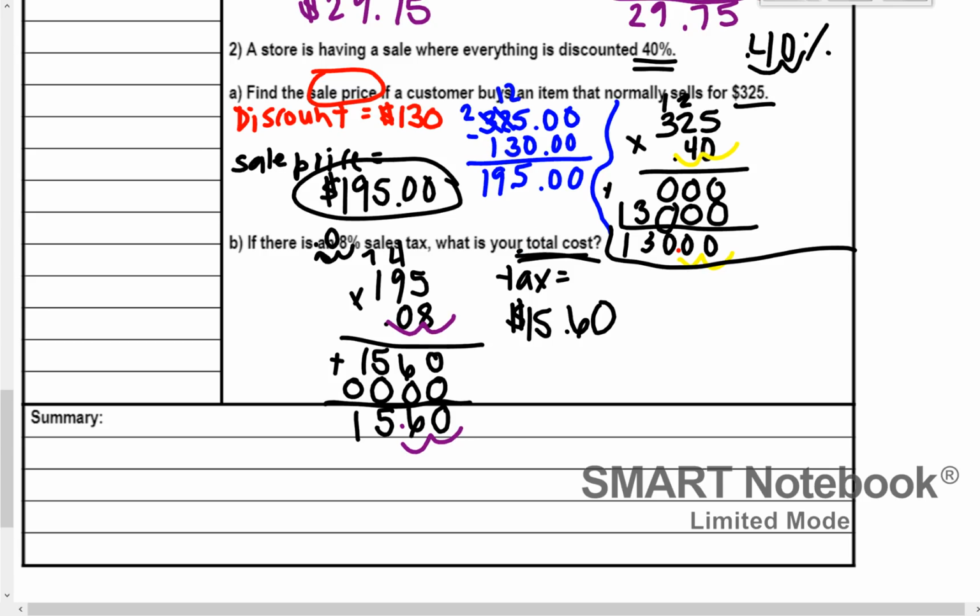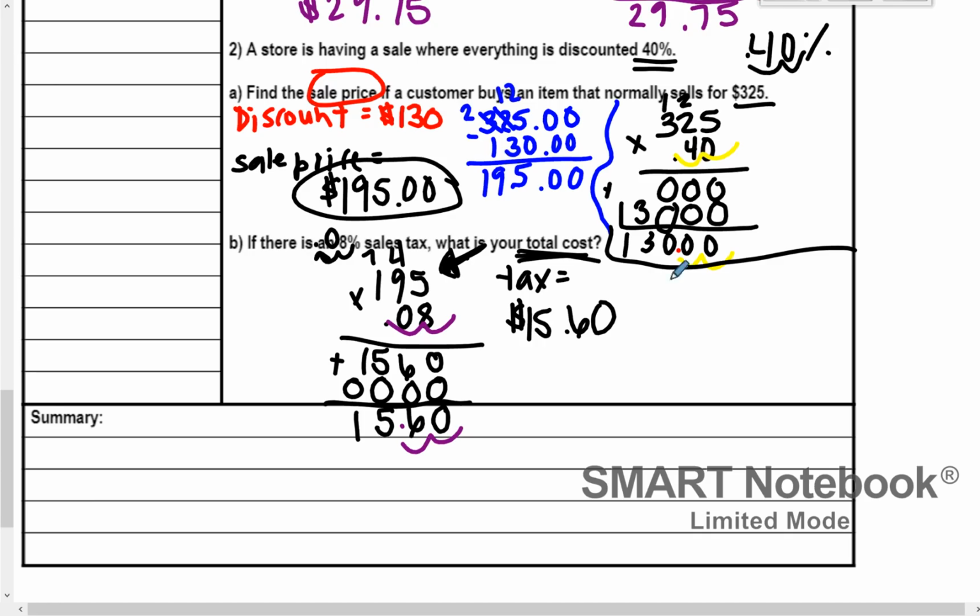It doesn't ask how much are you paying in tax. So we have to do what with our tax amount? Well, we have to add it, okay, to our cost that we're paying. So we're not going to add it to $325 because that's not how much you're paying. Okay, you get taxed on the amount of what you are going to pay. Okay, and we're going to pay only $195.